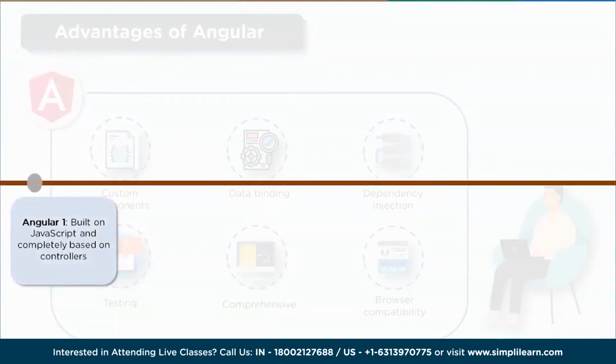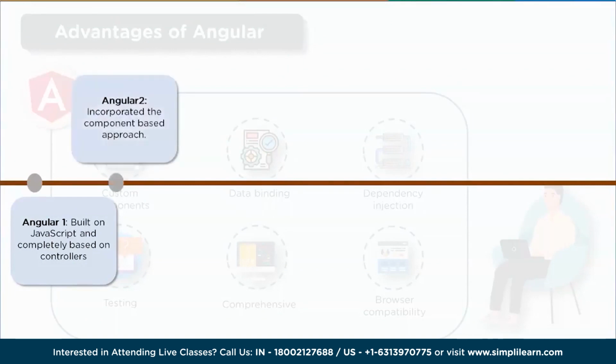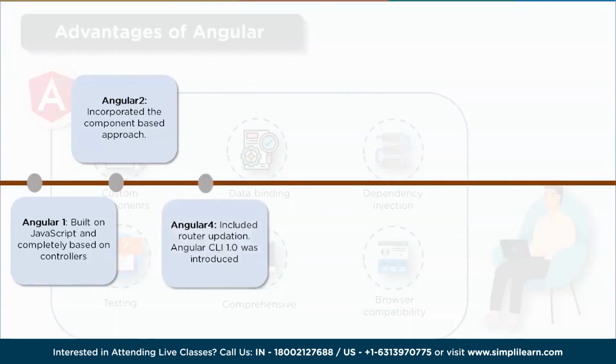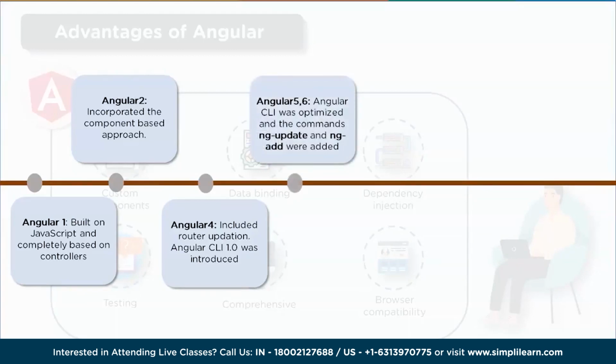First up was Angular 1. It was built on JavaScript and completely based on controllers. Next release was Angular 2. This incorporated the component-based approach, wherein the entire UI was divided into several components and lastly integrated to give the final logic. Next was Angular 4. It included router updation. Angular CLI or Command Line Interface 1.0 was introduced, however not deployed. In this release, the Angular CLI was optimized and commands like ng update and ng add were added.